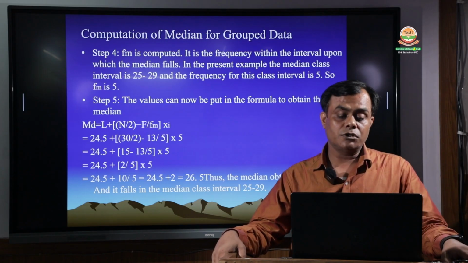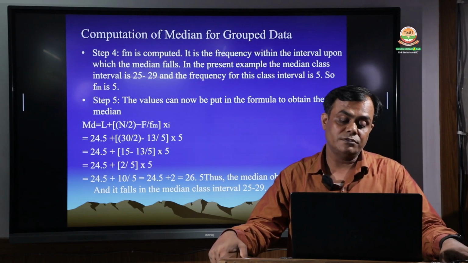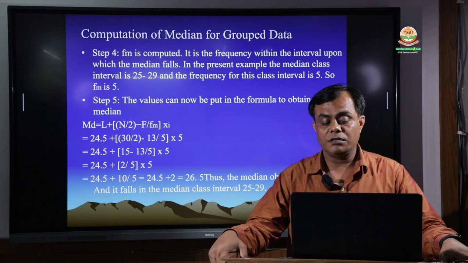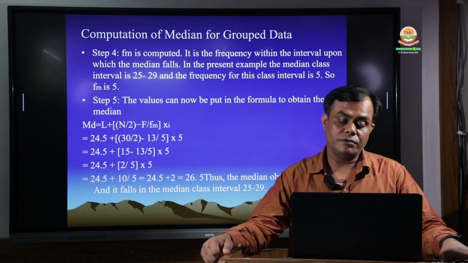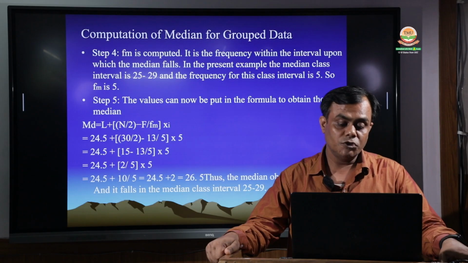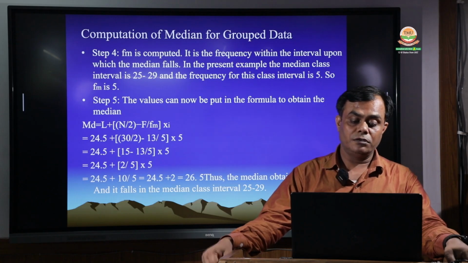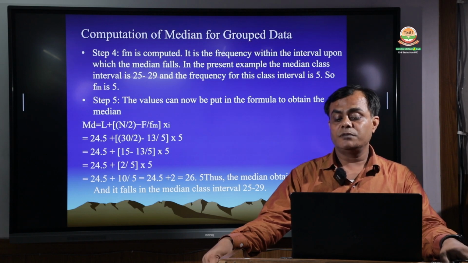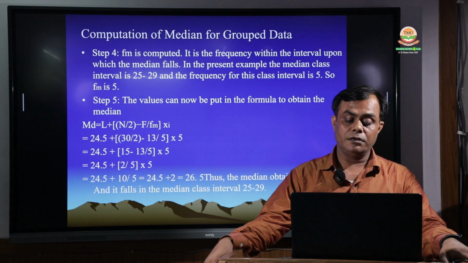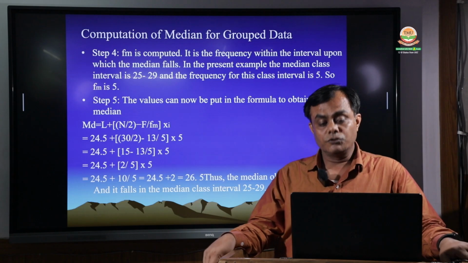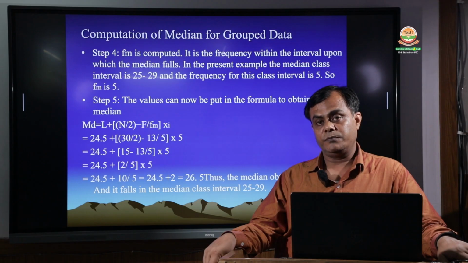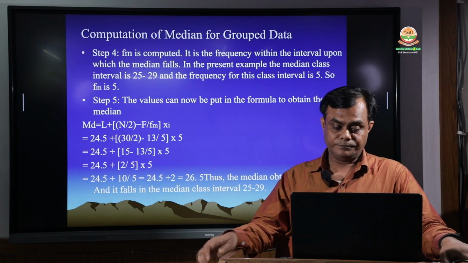So L, the lower limit, is 24.5, plus n is equal to 30 divided by 2, minus f is equal to 13, divided by fm is 5, multiplied by i, which is 5. So by that formula we can see that the median value is 26.5. Thus the median obtained is 26.5, and it falls under the median class interval of 25 to 29. So the class interval 25 to 29 is considered the median class interval, and the median value is 26.5.